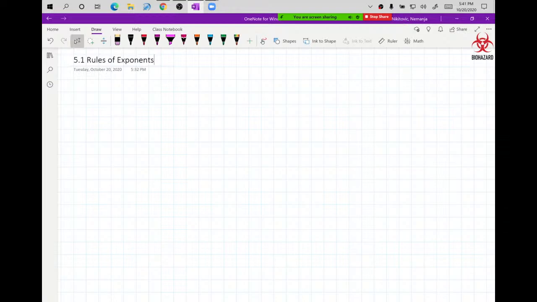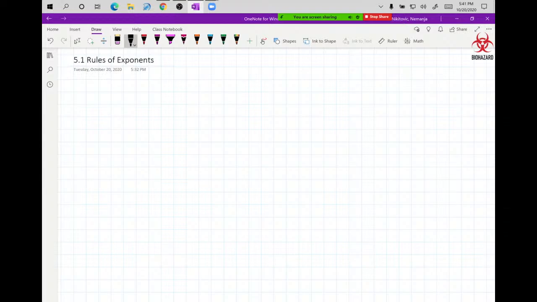Hello and welcome back to Elementary Algebra, section 5.1, Rules of Exponents. So we're going to deal with polynomials and factoring and a whole bunch of this stuff that involves exponents. So before we go and do any algebra, first we're going to deal with some basic computation, which is part of the previous course, but I like to review anyway.